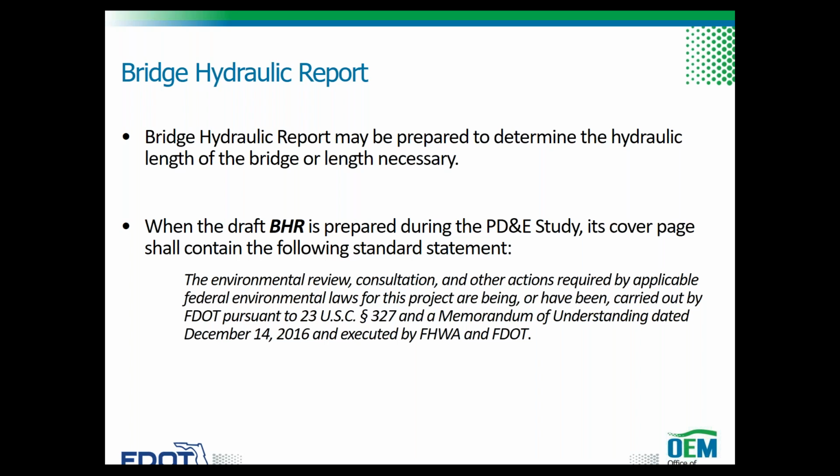If bridge alternatives will be developed to avoid or minimize wetland impacts, then a BHR will analyze and document the costs and benefits of the additional bridge length in accordance with Chapter 4 of the FDOT Drainage Manual. If the entire project consists of bridge replacement and no other encroachments, then the requirements of the location hydraulics report must be included in the bridge hydraulics report. When the draft bridge hydraulics report is prepared during the PD&E study, its cover page will contain the MOU standard statement shown below.